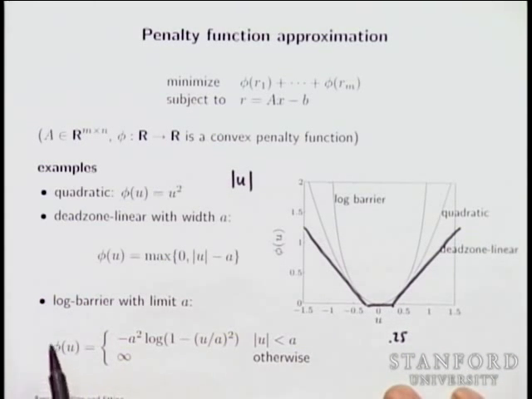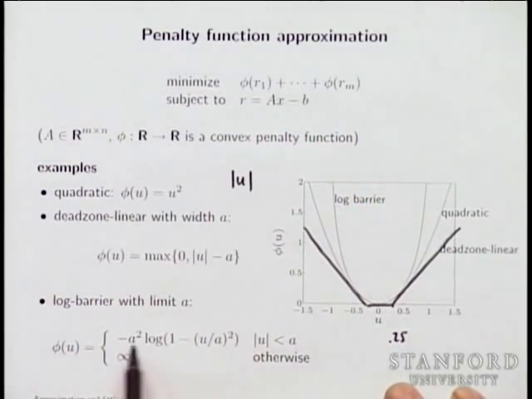You can have, for example, here's a log barrier. This is minus a squared log of 1 minus u over a squared. And if you work out what this is, it's actually very, very simple. This thing will go to plus infinity outside the open interval minus a, a. And so that's plotted here.